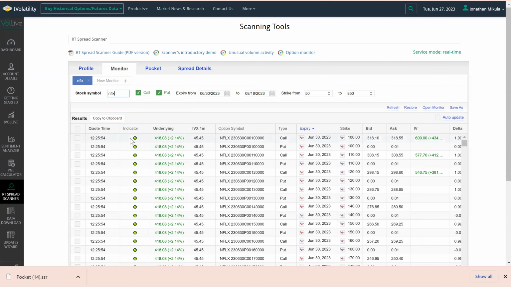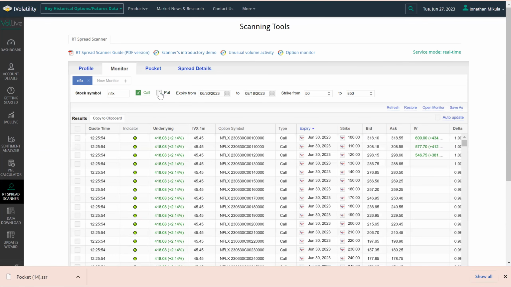And we could see this will give us the data on Netflix. So here's our quote time. Here's the underlying, it's at 418. Here is our option symbol. Here's the IVX for Netflix, 45.45. Here's the type. And so here's another example of how you could design a trading strategy. So if we wanted to sell a call and say, look, we don't think Netflix is going to go any higher, we want to sell a call, that's another way of being bearish.